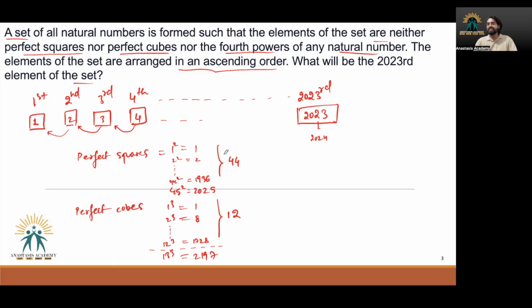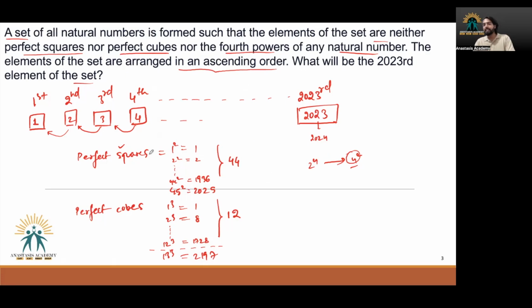Also, take into account one thing: we have to delete all the fourth powers also. But the perfect squares have already taken care of these fourth powers. For example, 2 raised to the power 4 is already covered in perfect squares. 2 raised to the power 4 is 16, which is 4 squared only. So we don't have to take the fourth powers separately.